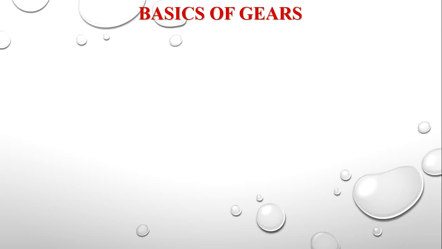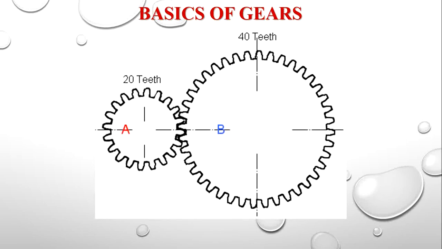So we can use it either to reduce the speed or increase the speed, as well as transmit the torque from one shaft to another shaft. That's the purpose of a gear. We can explain with a very simple animation.